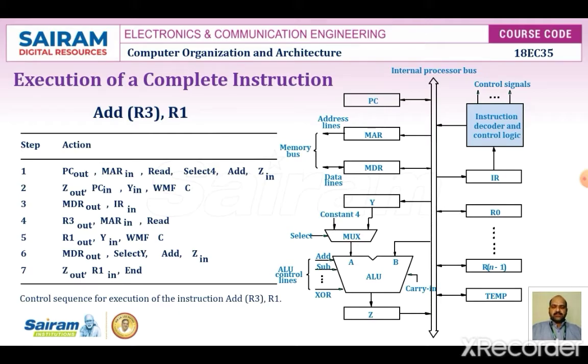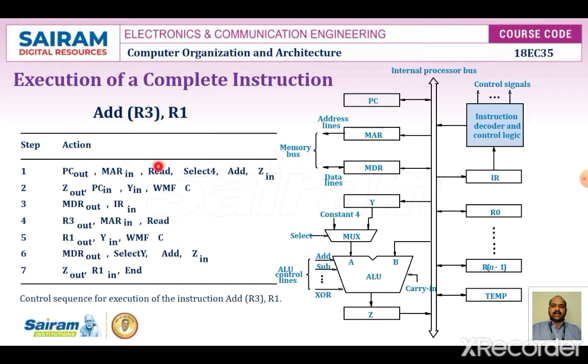The first step constitutes the fetch cycle. Here the instruction fetch operation is initiated by loading the content of the program counter into the memory address register. The memory address register sends a request signal to the memory. In step 1, PC out, the program counter loads its content into the memory address register. The memory address register takes the data from the program counter and sends a read signal, so the read request is given to the memory.